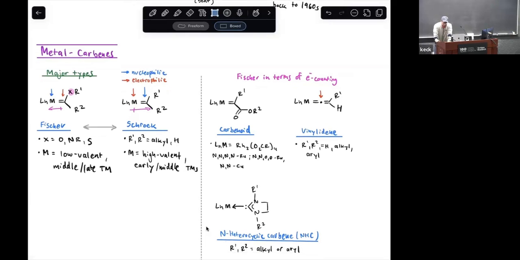There is an interesting subtype called vinylidenes. Vinylidenes are kind of like these weird metallo-allene looking things. They're generated spontaneously when you treat a terminal alkyne with a late transition metal.